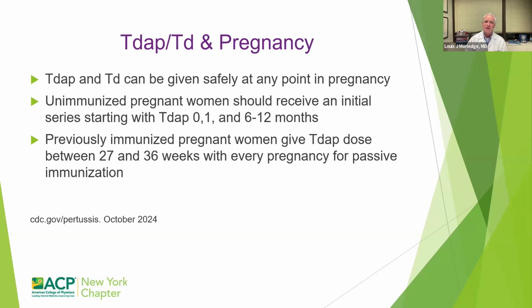With both in pregnancy, Tdap and Td can be given safely at any point in a pregnancy. Unimmunized pregnant women should receive an initial series starting with a Tdap at month 0, month 1, and then at 6 to 12 months later. Previously immunized pregnant women, you would give a Tdap vaccine between 27 and 36 weeks with every pregnancy for passive immunity.